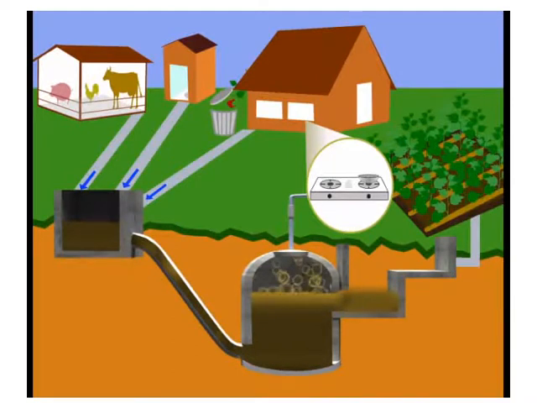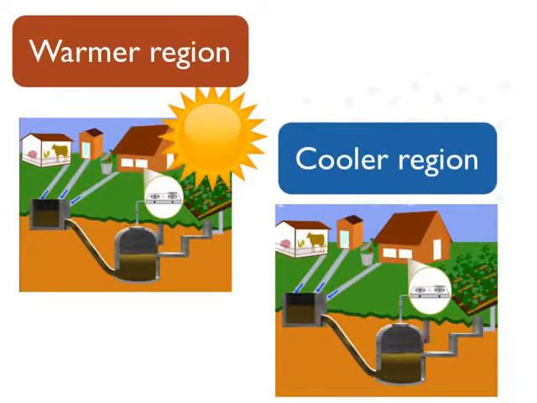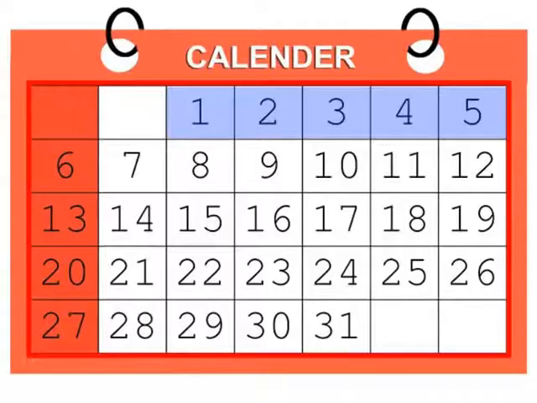Note that the time required for fermentation depends upon the climatic conditions of the respective region where the biogas plant is set up. For example, fermentation in warmer regions will be quicker as compared to the cooler regions. So, in warmer regions, leave the raw material in the digester tank for 4 to 5 days.